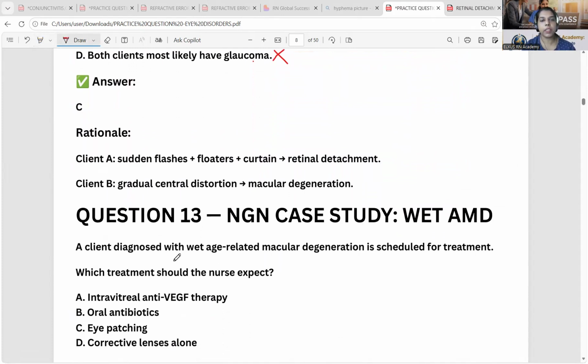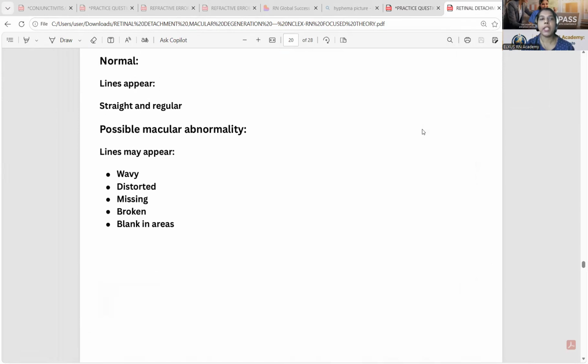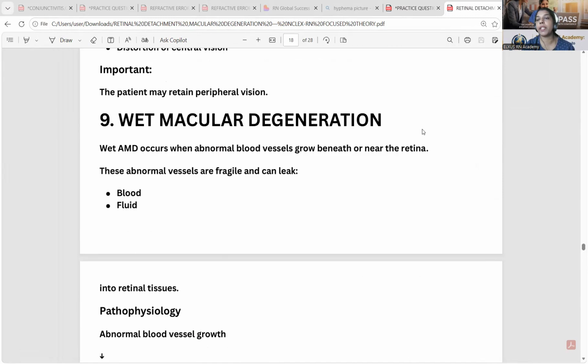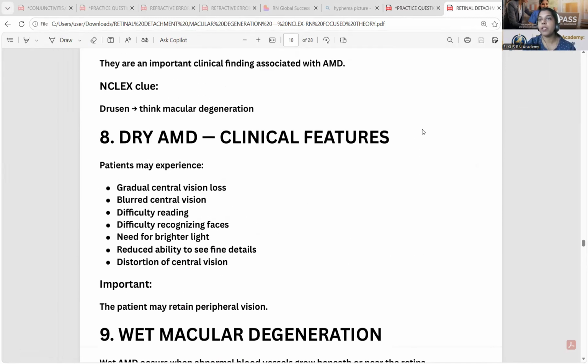Here is the scenario: a client diagnosed with wet age-related macular degeneration, scheduled for treatment. Okay, so we need to know what is happening in wet macular degeneration. Mainly two types of macular degeneration are there. What are they? Dry and wet. In dry, atrophic changes can occur, and there is a deposit of drusen. Drusen means a yellow deposit present near or under the retina.